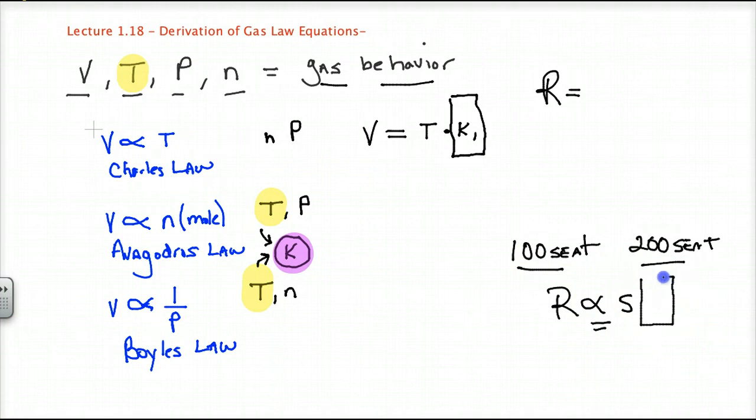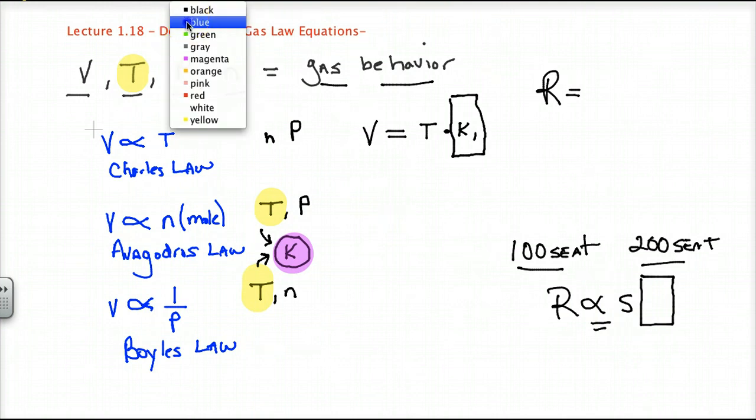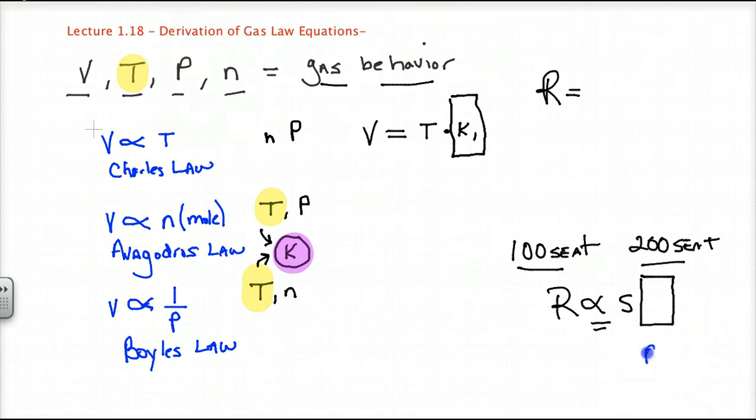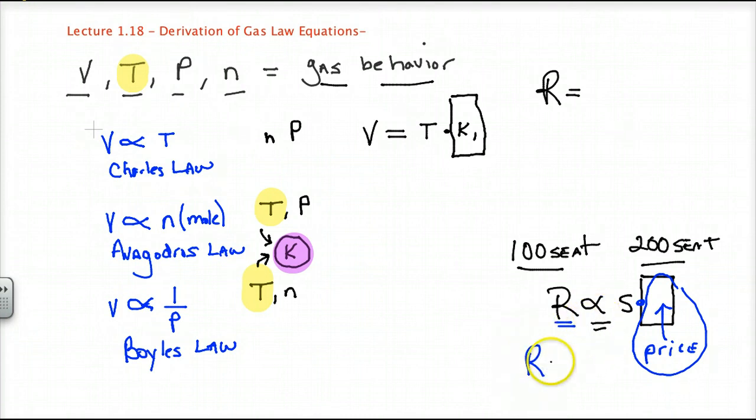How can I figure out exactly what my revenue is going to be? I know how many seats, and you probably figured this out, how about the price per seat? Once you have the price per ticket, and I multiply the seats by the price, I know exactly what my revenue is, and this proportionality sign goes from being a proportionality sign to an equal sign.